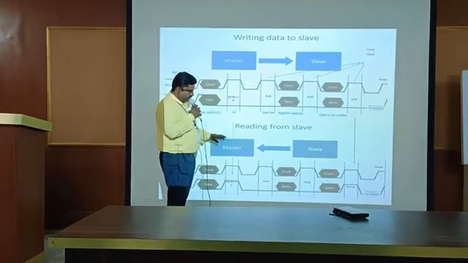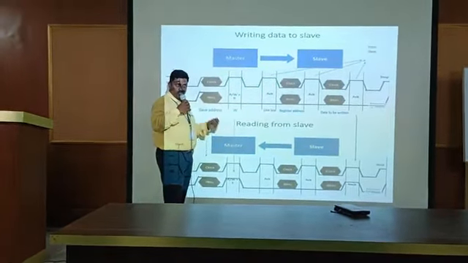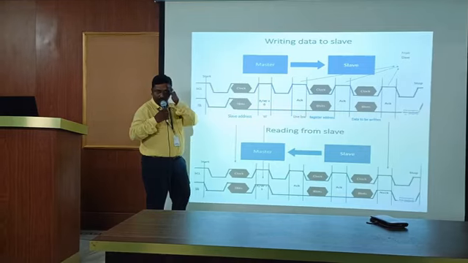Then the next one is reading data from the slave. Same format. First one is start. Start means the SDA line will be high, then it will go down. Once started, the line will be in the idle state. Then the SDA line will maintain the high value for some more period.